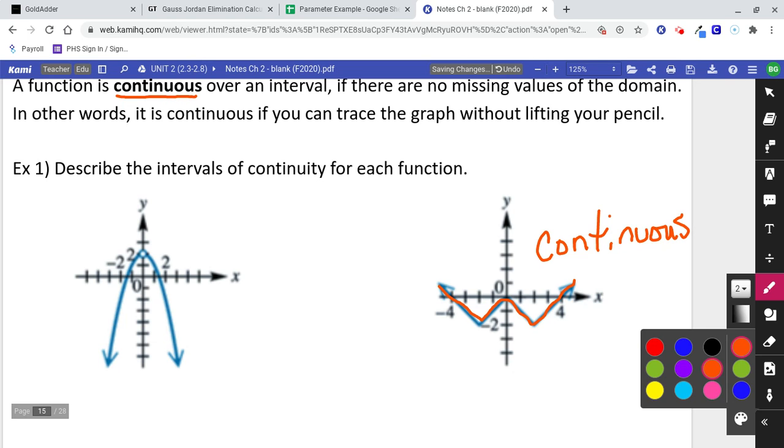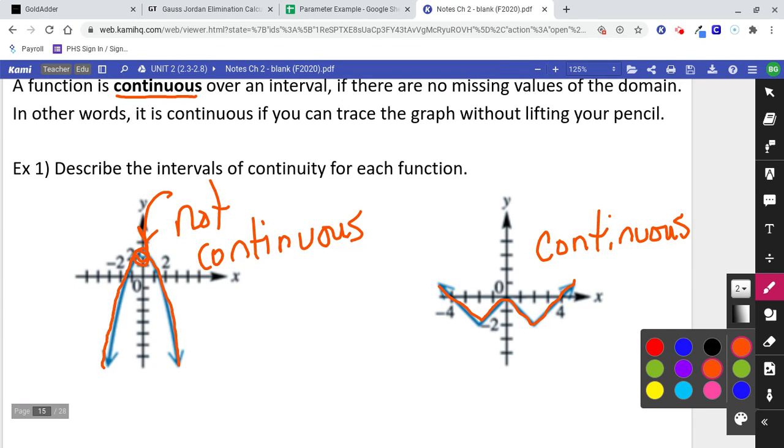But the graph on the other side, if I was going to trace, when I get right here, there's a hole. I'm going to have to pick up my pencil and jump over that hole to get to the other side. And so that's not continuous at that point. So the question says, describe the intervals of continuity. Well, the one on the right, it's continuous the whole way. So it's continuous from negative infinity to positive infinity.